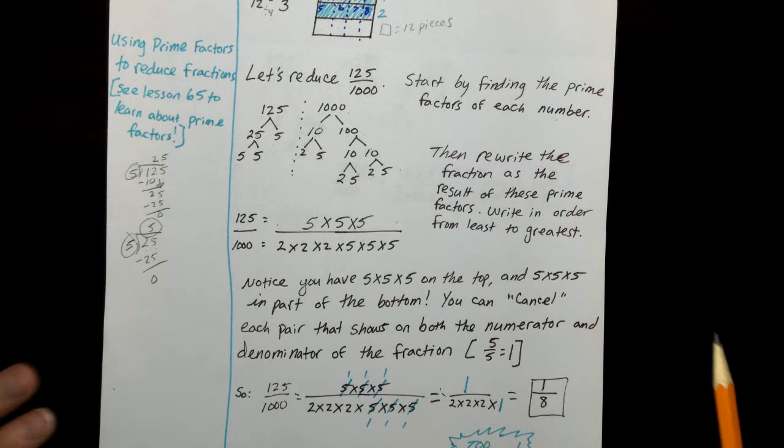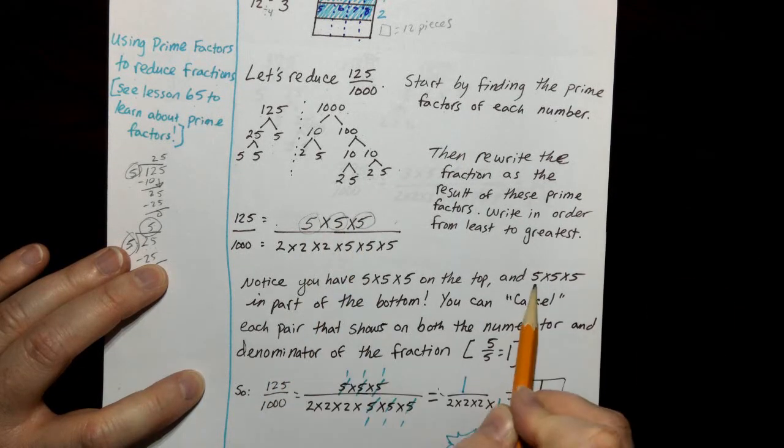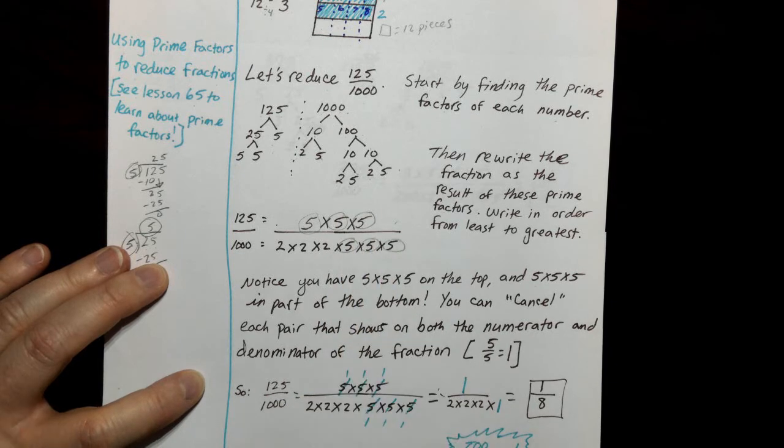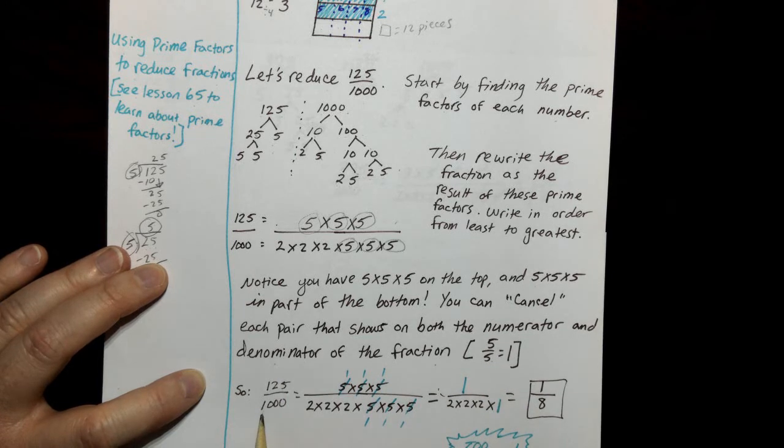So notice that you have 5, 5, and 5 on the top, and you have 5 times 5 times 5 on the bottom. That means you can cancel those out. Each pair that shows on both the numerator and on the denominator of the fraction can cancel into a 1. So 125 over 1,000 is 5 times 5 times 5 over 2 times 2 times 2 times 5 times 5 times 5. I'm going to cross out each pair of 5s, replace it with a 1.